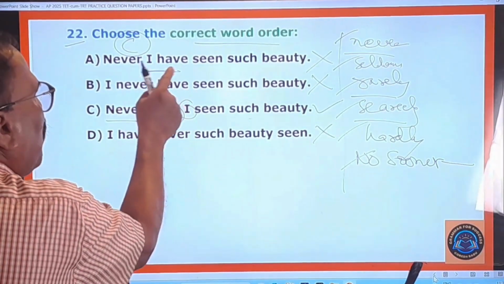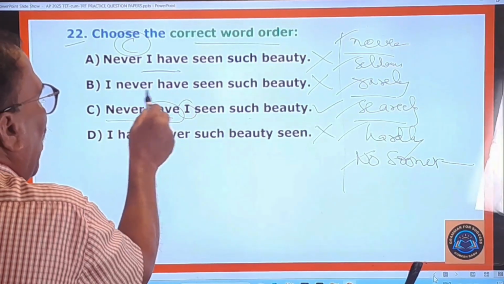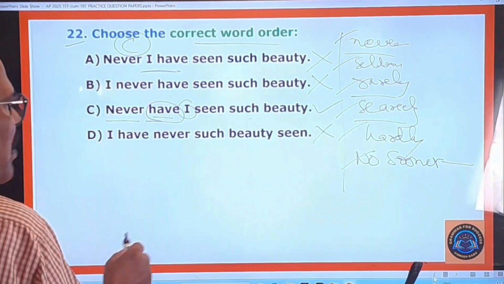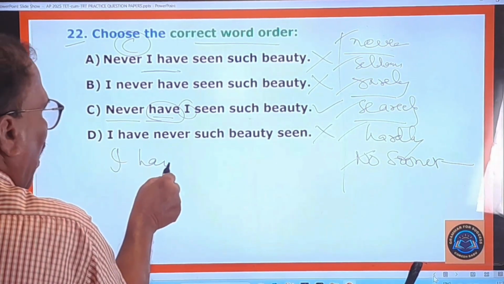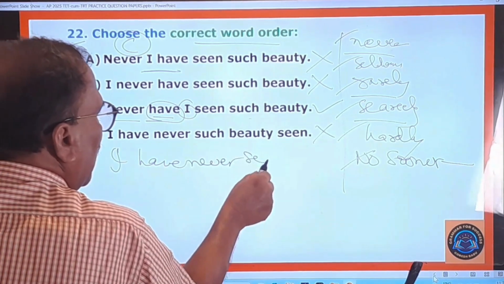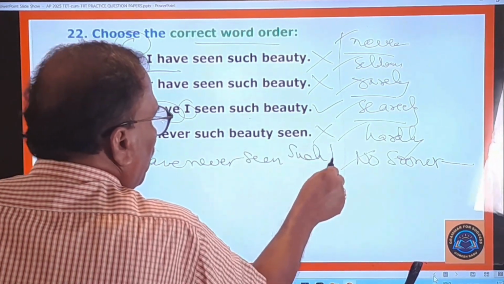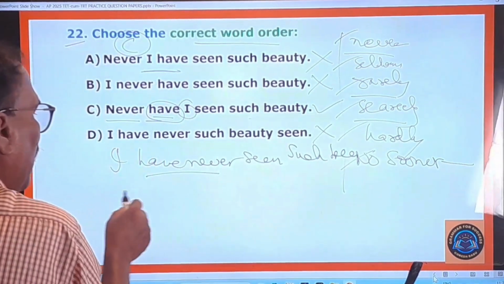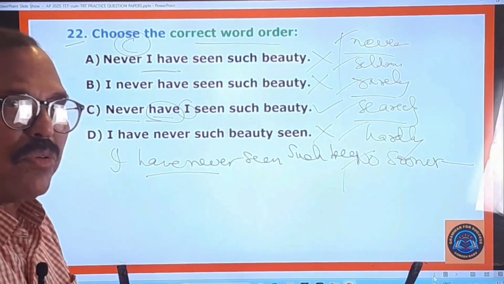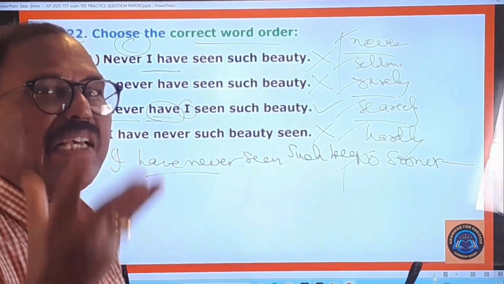I have is the normal. I have never seen. I have never seen such beauty. It's a normal sentence. Yes, I have never seen such beauty. It's a normal sentence. But some writers, they want to emphasize the fact, emphasize the thing.